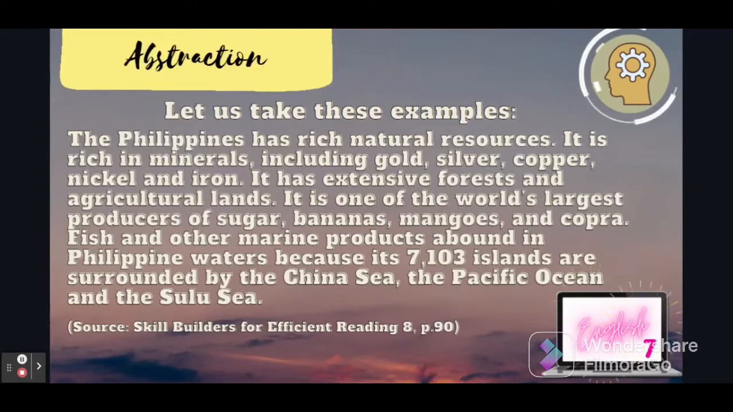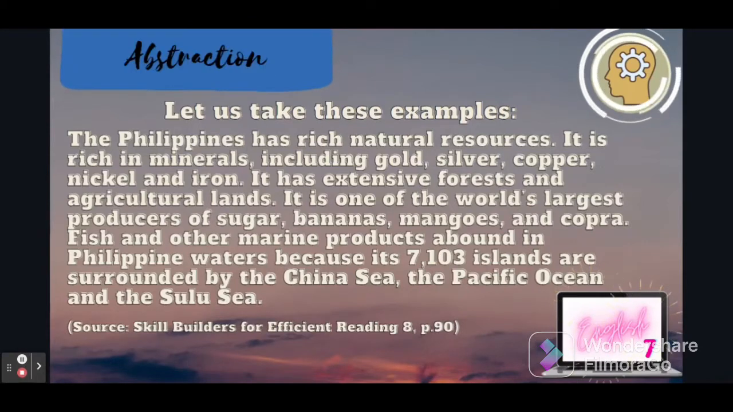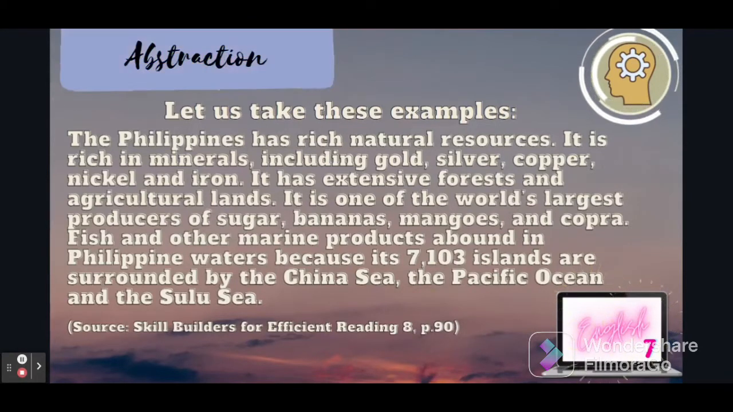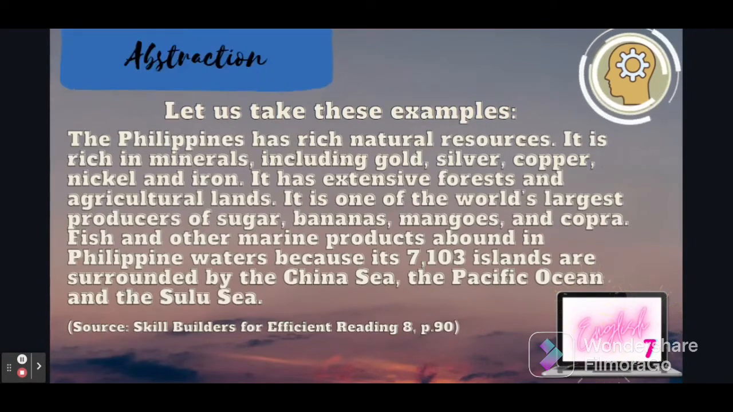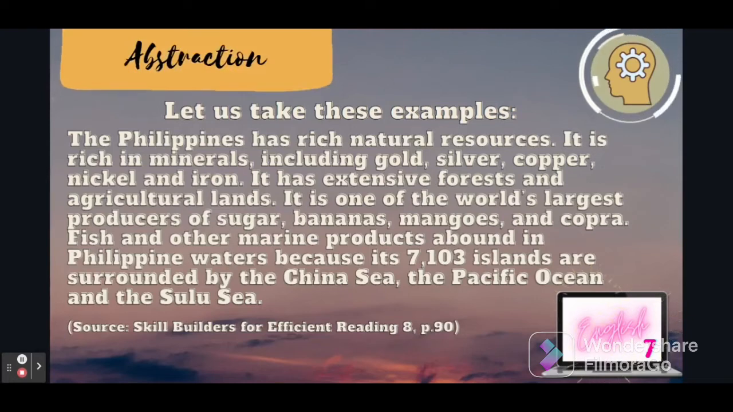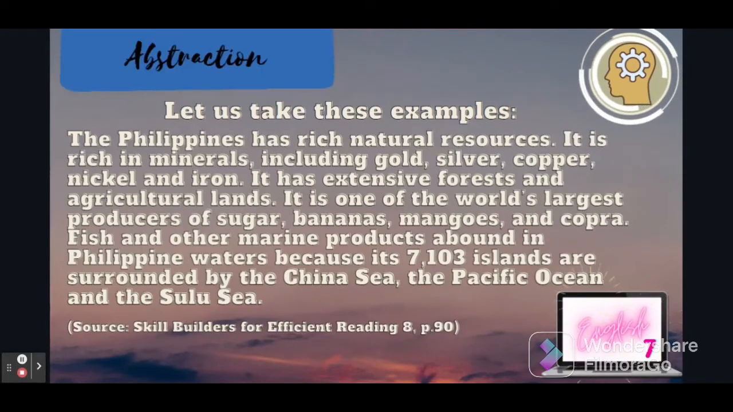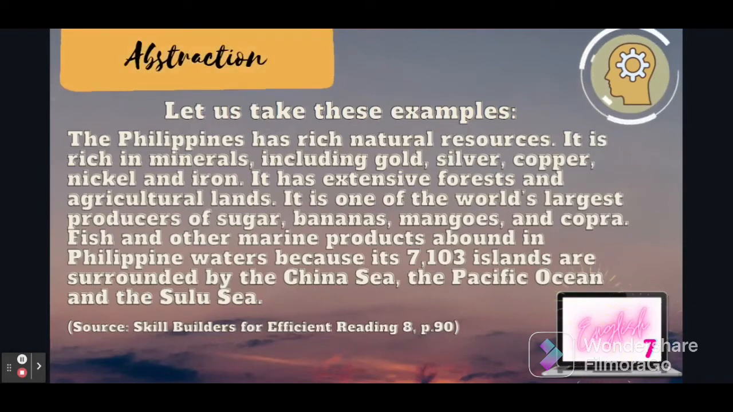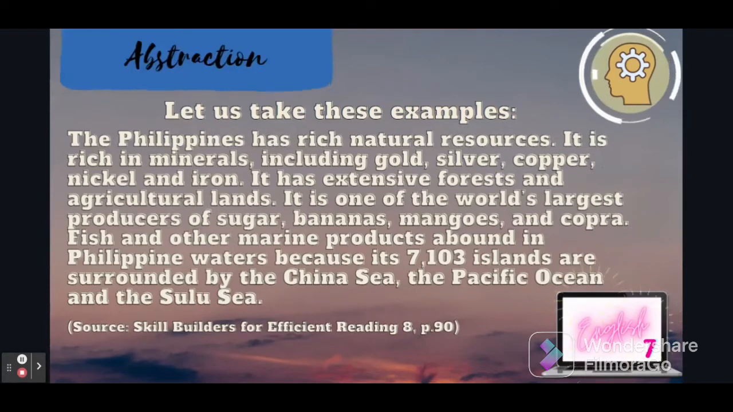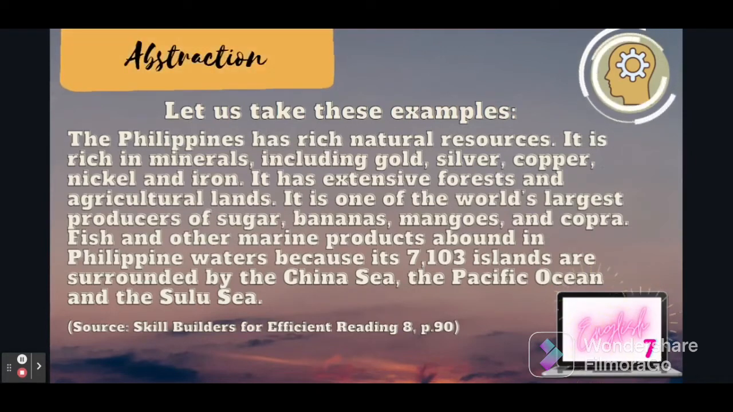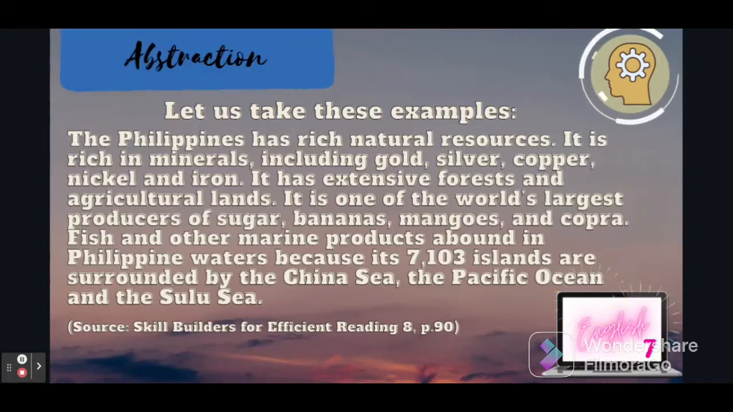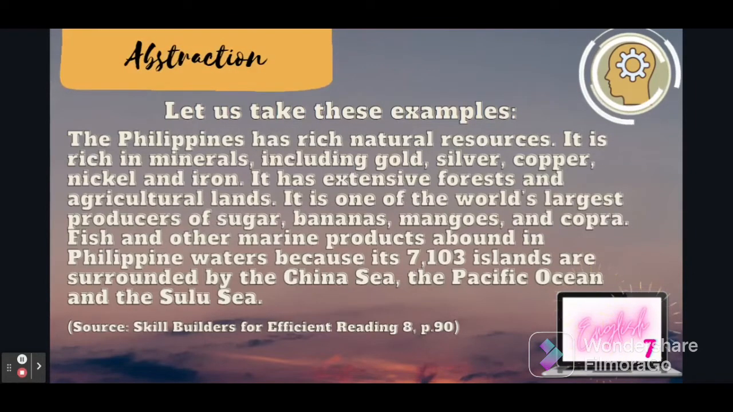The Philippines has rich natural resources. It is rich in minerals, including gold, silver, copper, nickel, and iron. It has extensive forests and agricultural lands. It is one of the world's largest producers of sugar, bananas, mangoes, and copra. Fish and other marine products abound in Philippine waters because its 7,103 islands are surrounded by the China Sea, the Pacific Ocean, and then the Sulu Sea. Can you tell me the topic sentence?